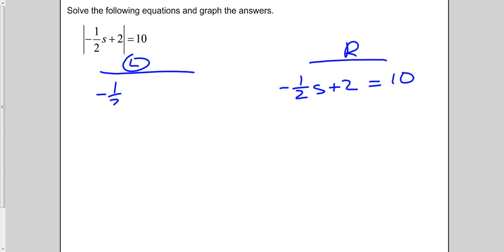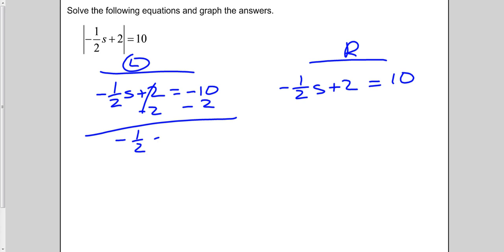Okay, and that means I have to do the opposite case. And this opposite case means I keep everything that was in the absolute value exactly the same because it has a variable. And then everything that's not in the absolute value, I must change its sign, going in the opposite direction. Now I'm going to solve each one.